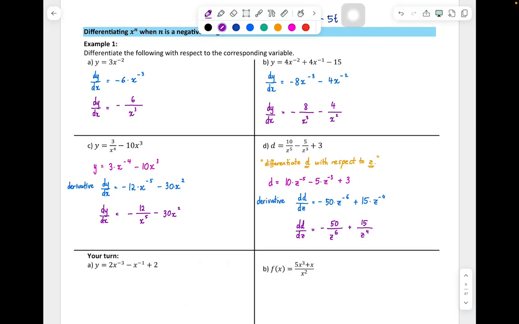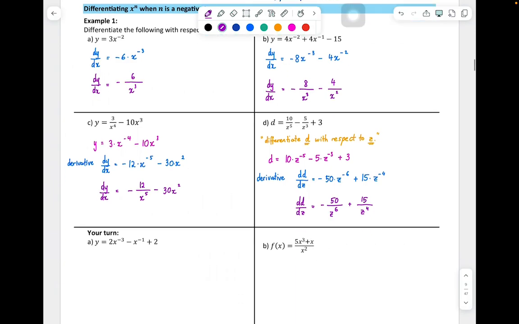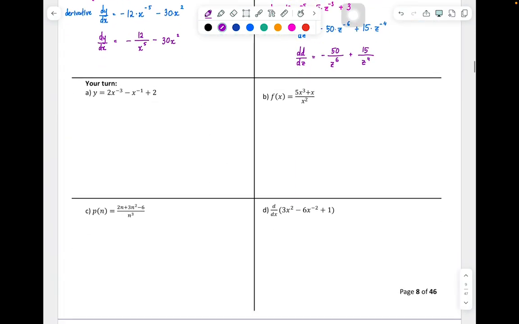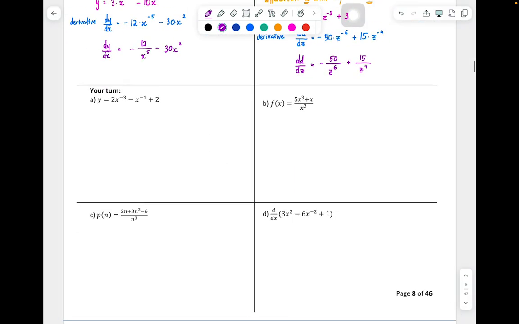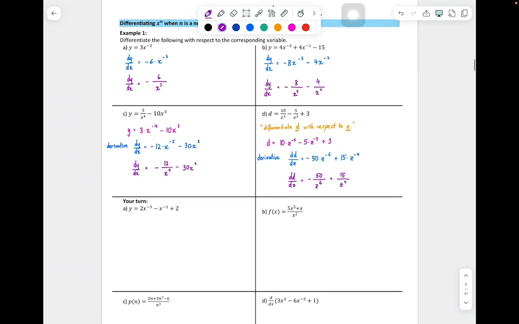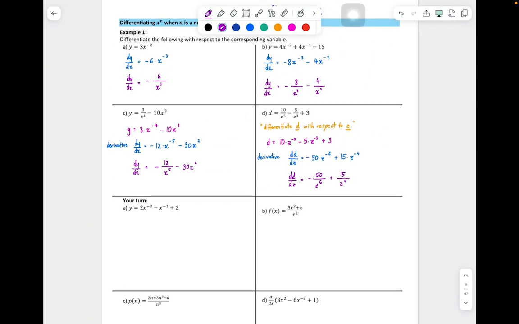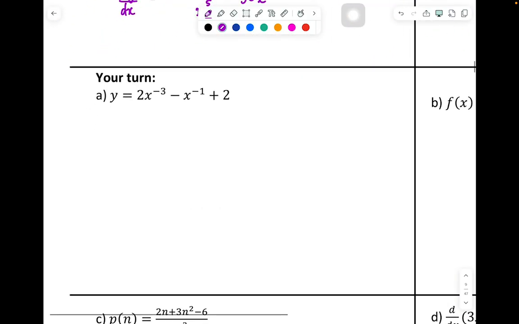It's 4 examples down. So perhaps if you don't have a booklet, maybe pause the screen here so that you can see the questions and give them a try yourself. But I will continue here.